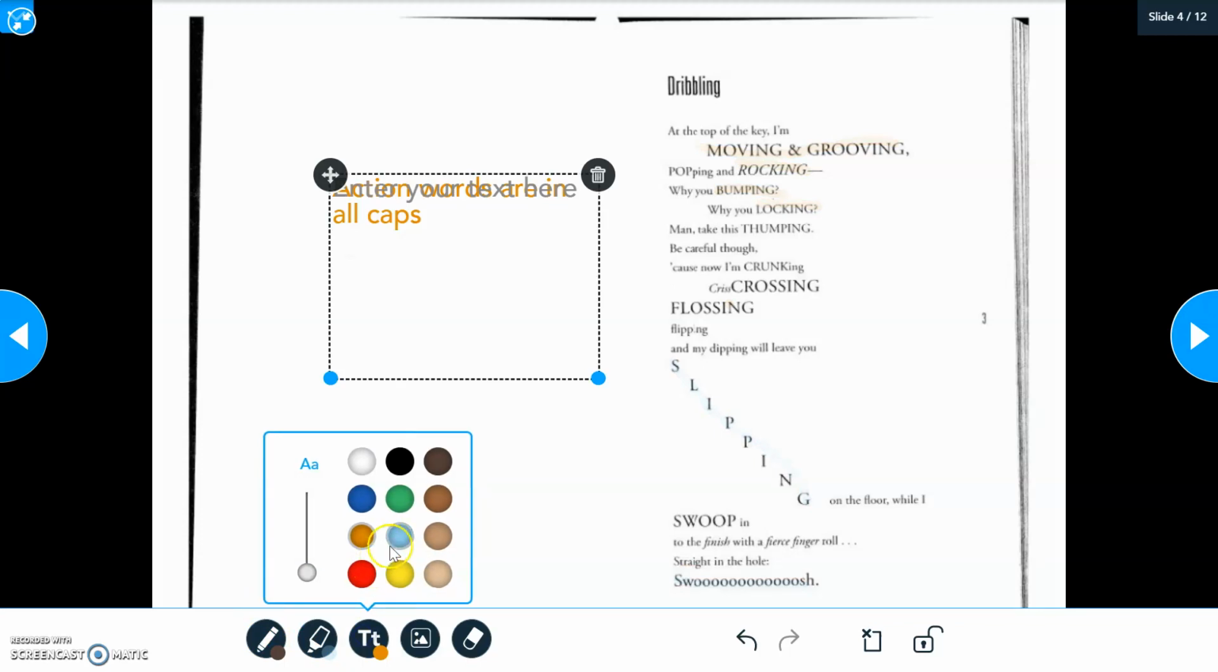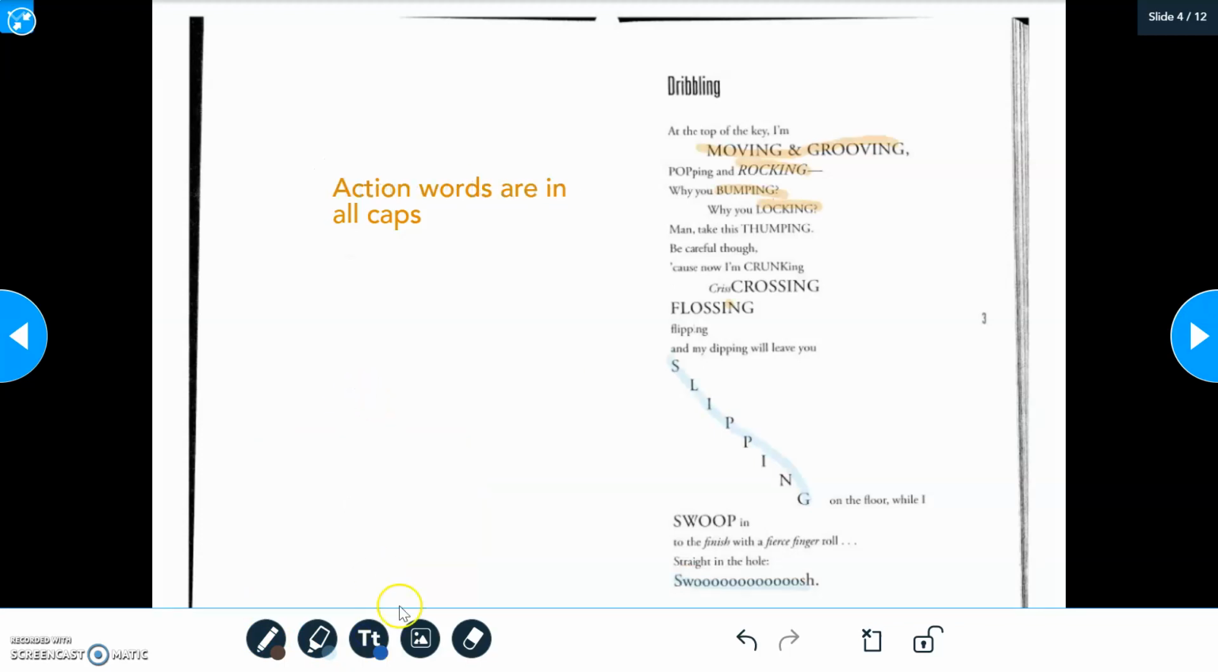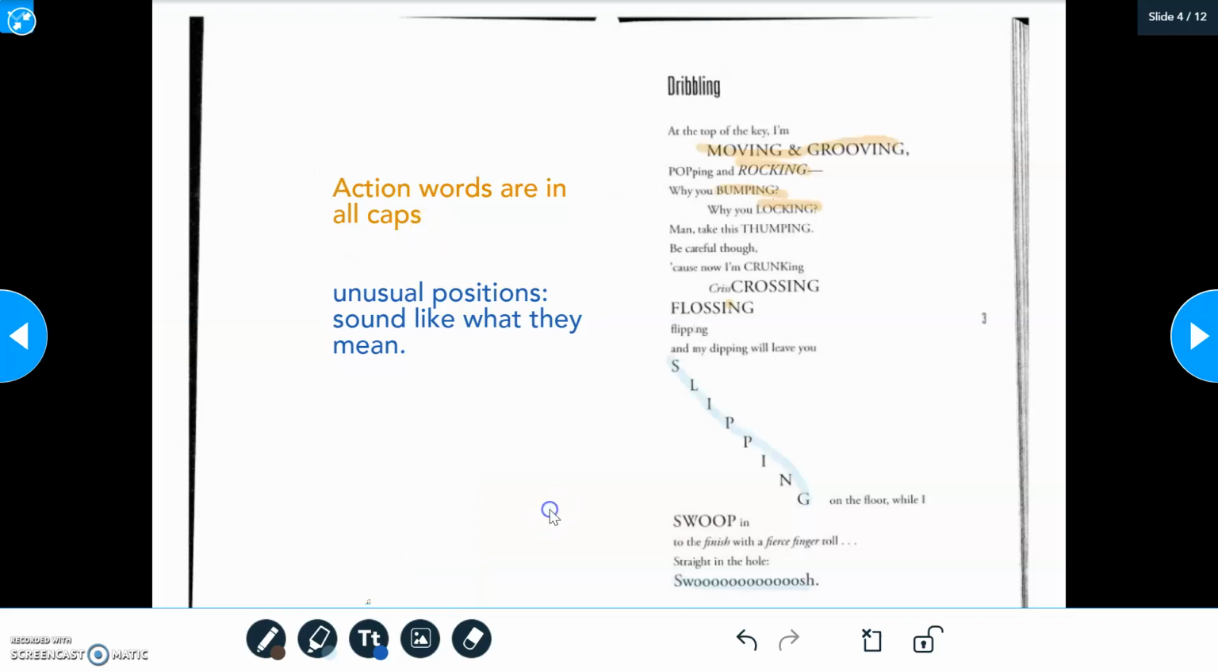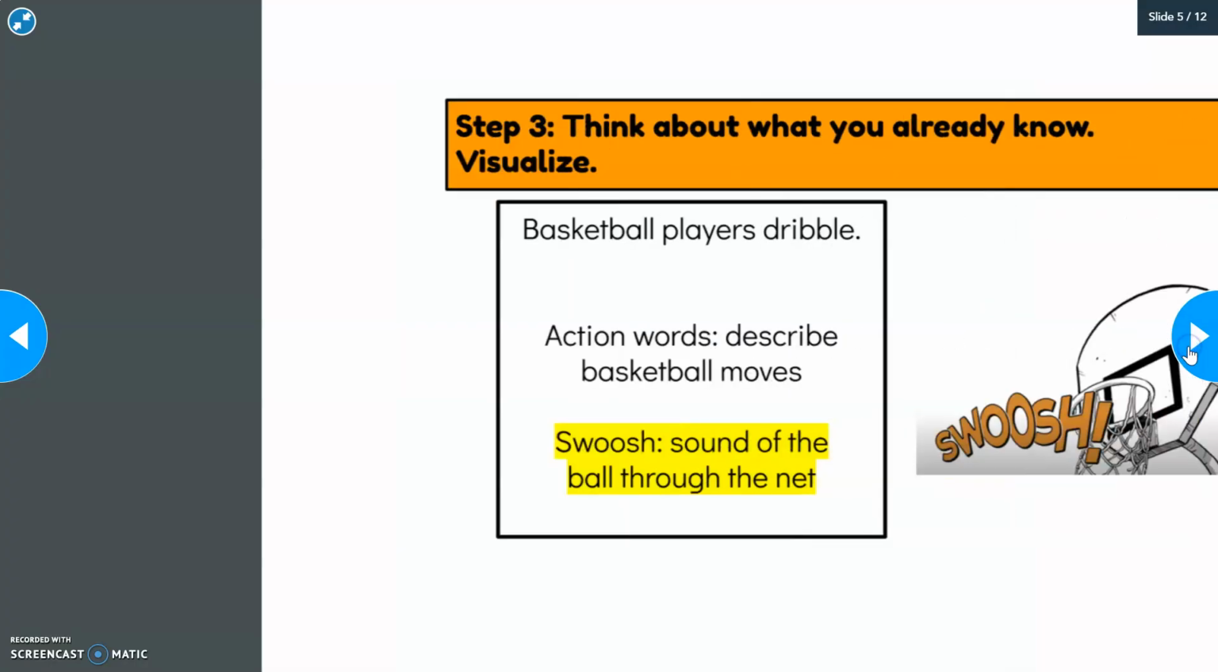And so I'm going to go ahead and grab my text box and make it a different color. And then I'm just going to say unusual positions. And I'm going to say they sound like what they mean, period. So I went ahead and gathered evidence and went back to the text in order to use the clues to figure out an answer. So I'm going to keep going.